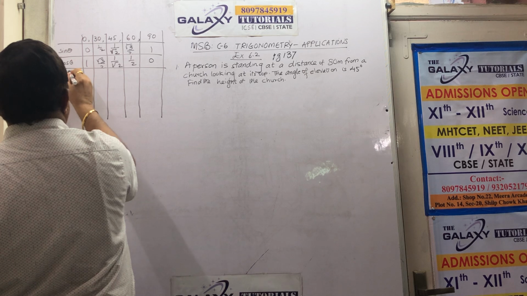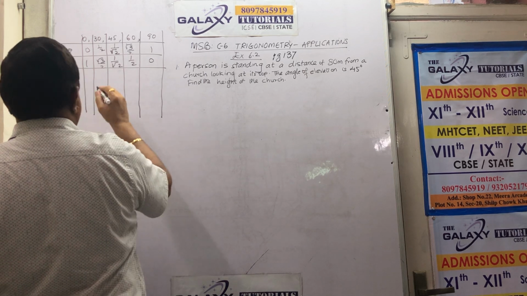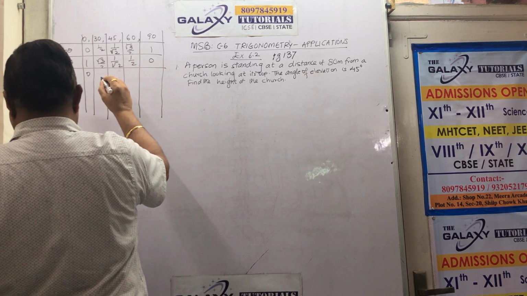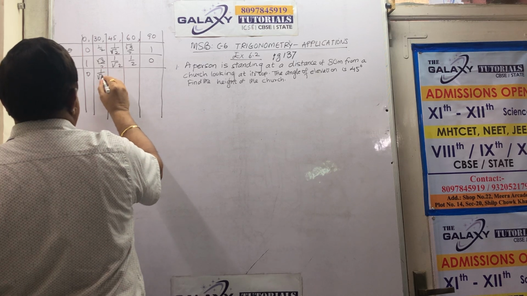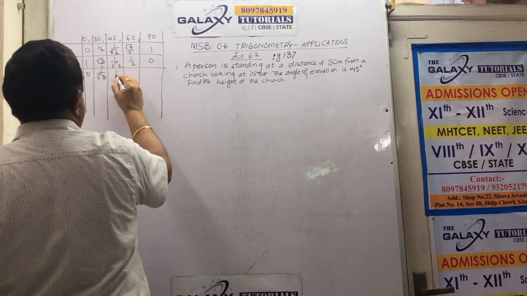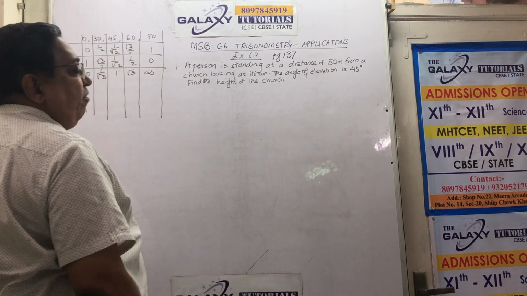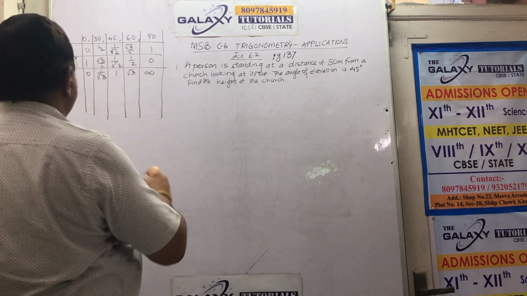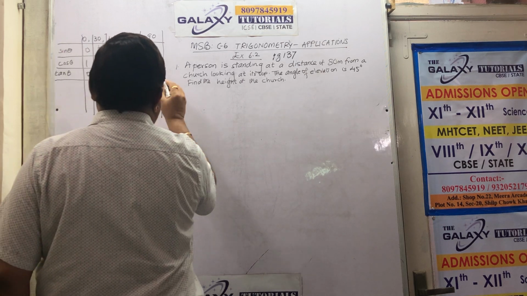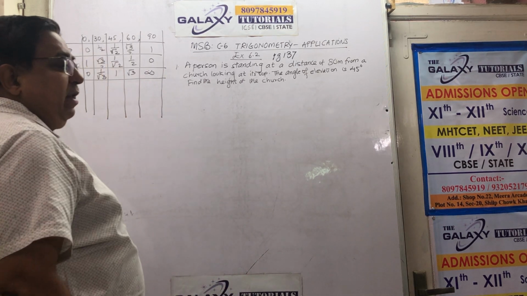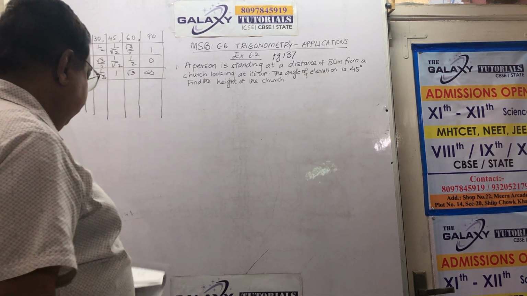Tan theta is 0, then 1 upon root 3, then 1, then root 3, and not defined. Cannot find out, because you know 0 upon 1 and 1 upon 0 are not the same thing.